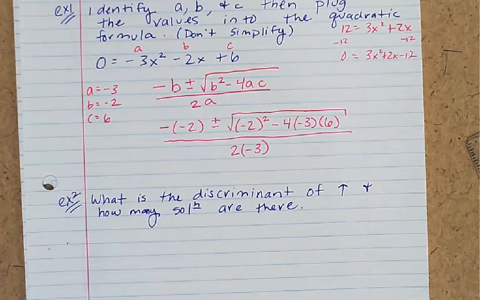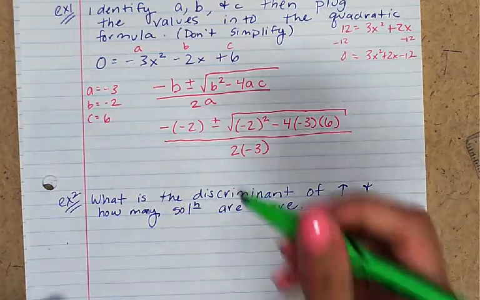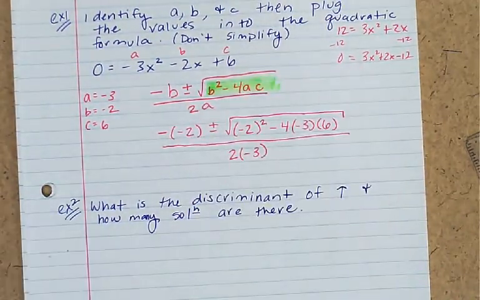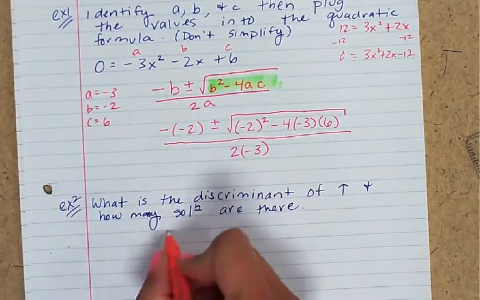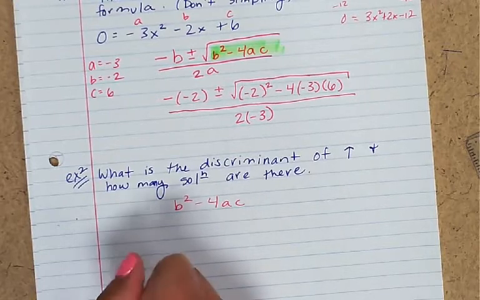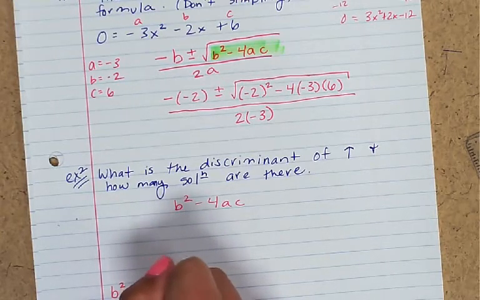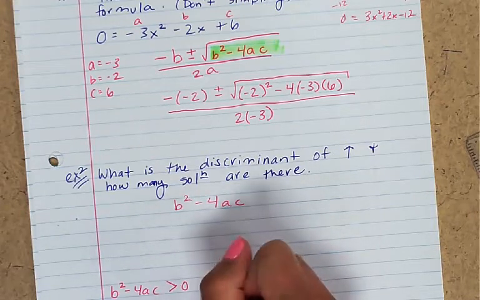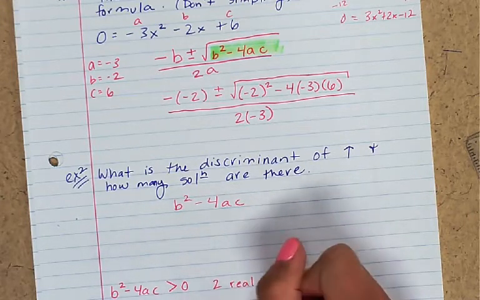Example 2 said, what is the discriminant of the above, and how many and what type of solutions are there? So the discriminant, that's the part that's underneath the square root symbol here. b squared minus 4ac, that's what we're going to use. And if you get b squared minus 4ac and you get a value greater than 0, there are 2 real solutions.